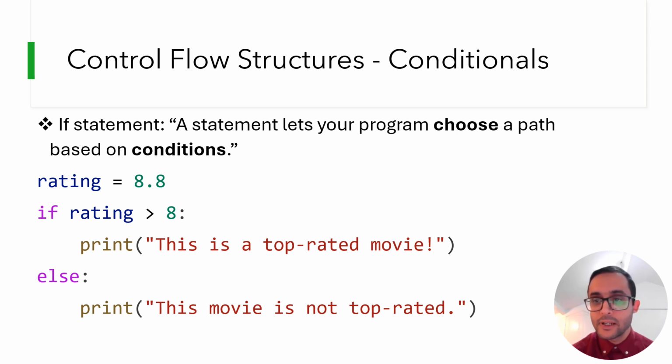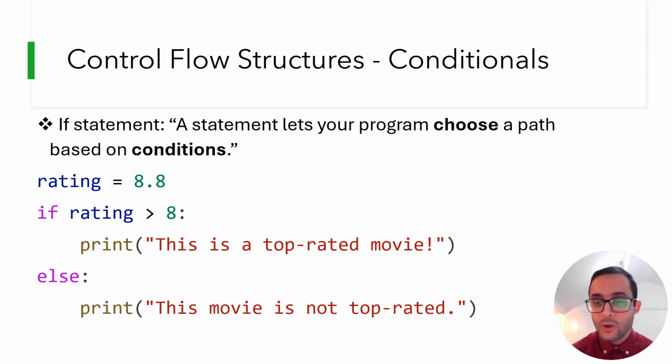And here's a simple example in Python. Rating equals 8.8. If rating is greater than 8, print this is a top rated movie, which is an instruction to the program to display this message. Else print this movie is not top rated. To explain this in simple language, if the movie's rating is greater than 8, the program displays this is a top rated movie. Otherwise, it displays this movie is not top rated.